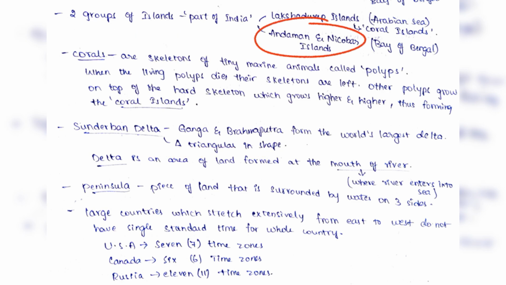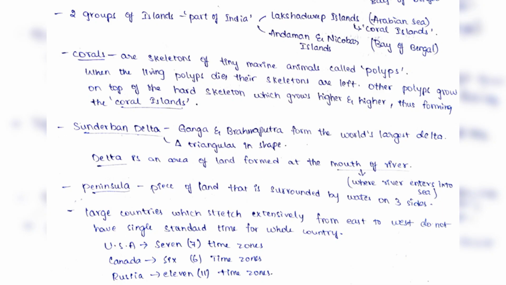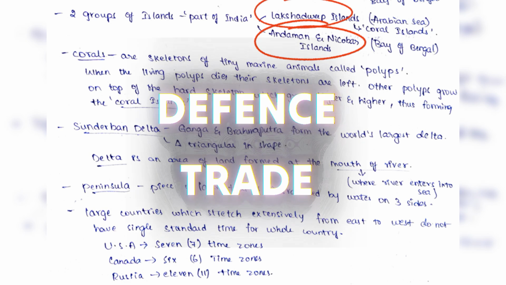The Andaman and Nicobar Islands are located in the Bay of Bengal. They are larger in number and covered with dense forests. They are known for their scenic beauty and tropical rainforests. The second one is the Lakshadweep Islands, located in the Arabian Sea, smaller in size and made of coral. Coral means the hard skeleton formed by sea animals over centuries. Kavaratti is the capital of Lakshadweep. These islands not only add to India's natural beauty but also hold strategic importance for defense and trade.